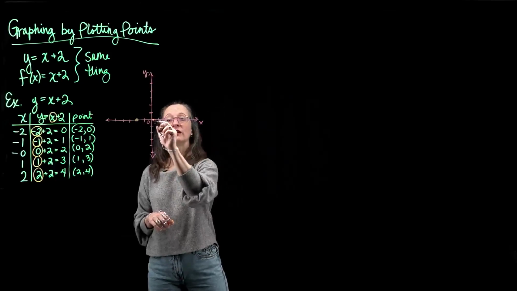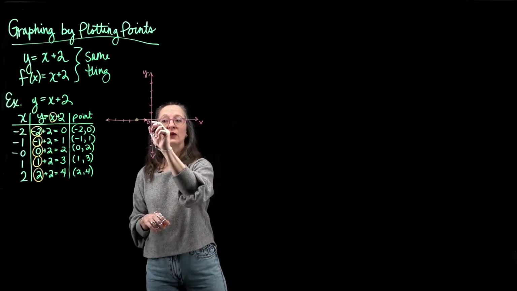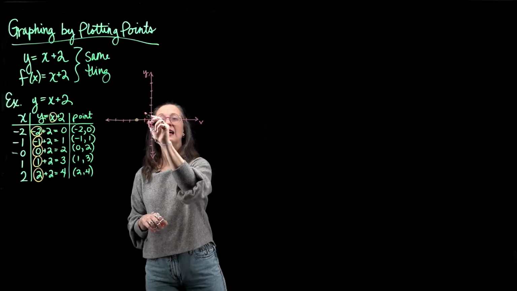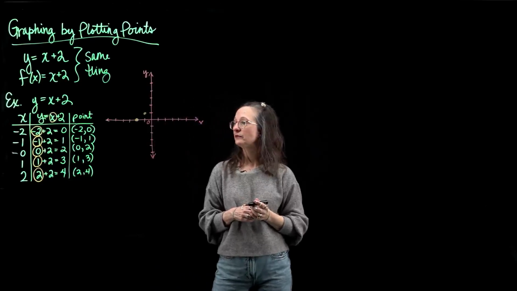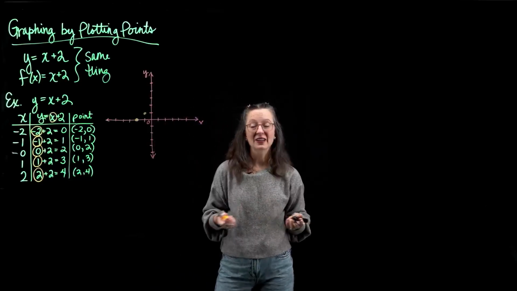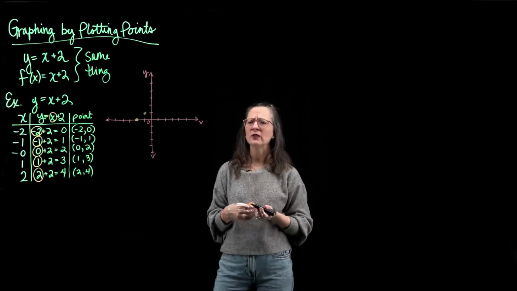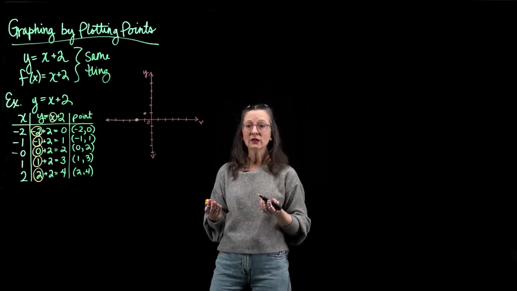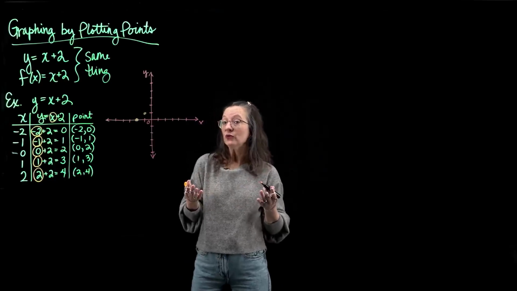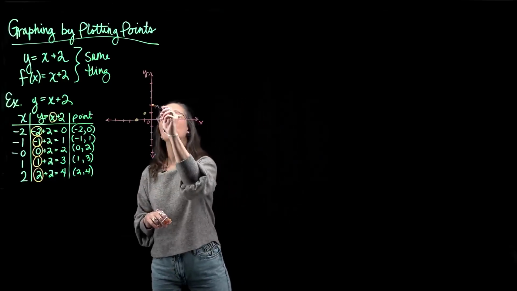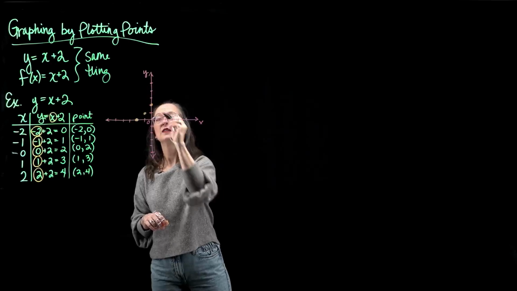So I'll start at the origin, I'll move negative 1 to the left, and up 1 to plot my next point. Next, I have the point 0, 2. So I'll go 0 in the x direction, so I won't move left to right, but then I will go 2 up to plot that point.